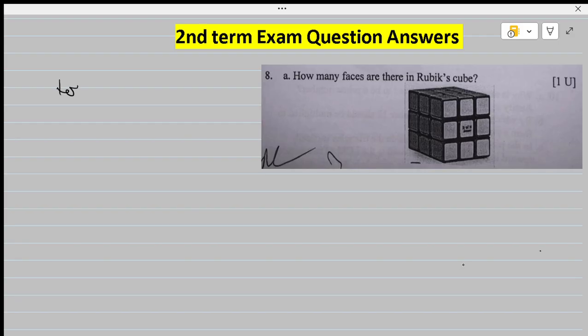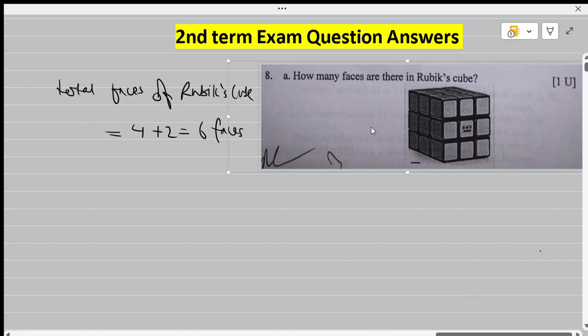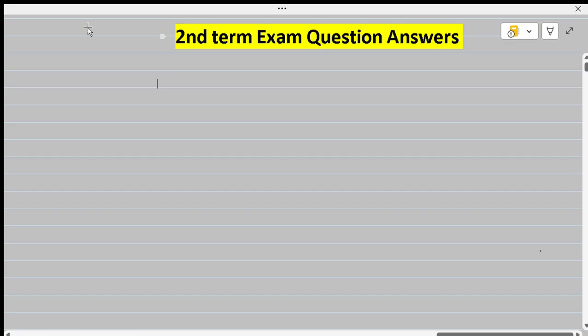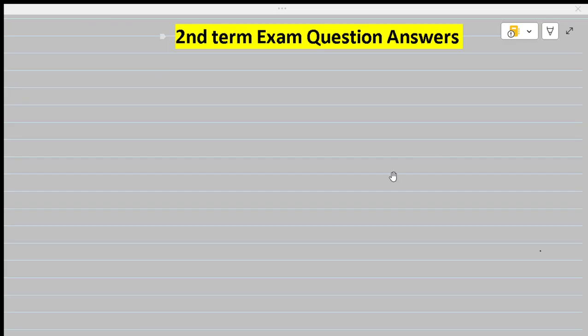So the total square faces of a Rubik's cube equal 4 faces around it and 2 faces up and down. So total 6 faces are there. That is part 8A, which I made clear. And I go to the remaining question 8 parts, from 8B onward.